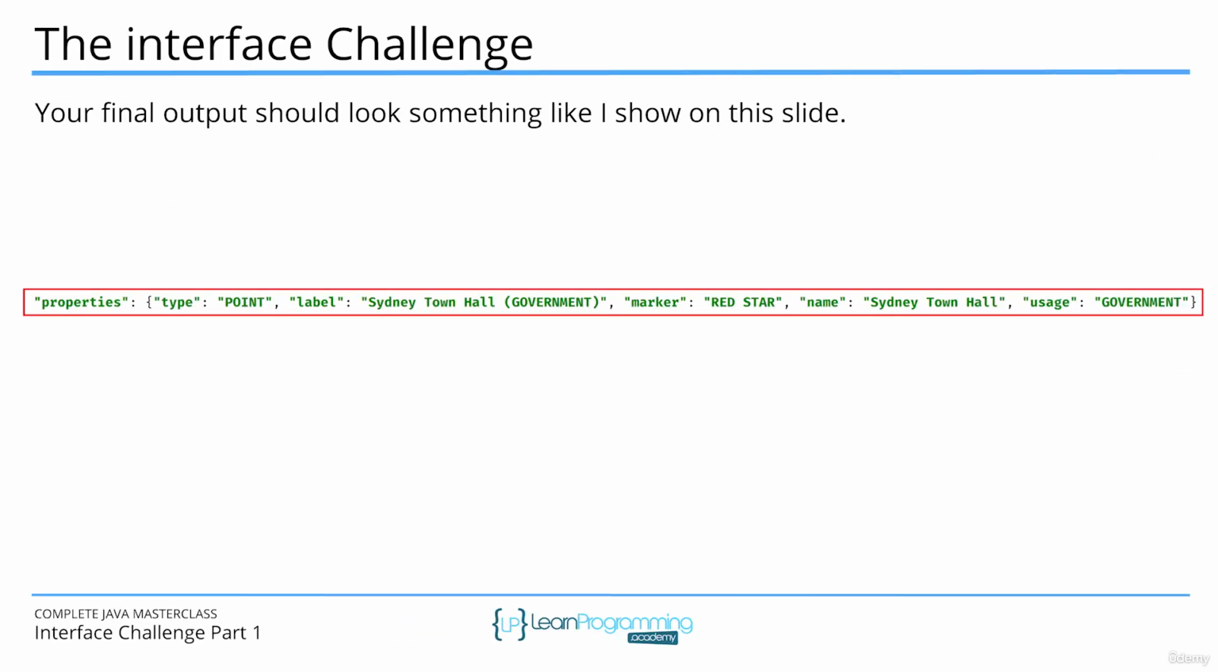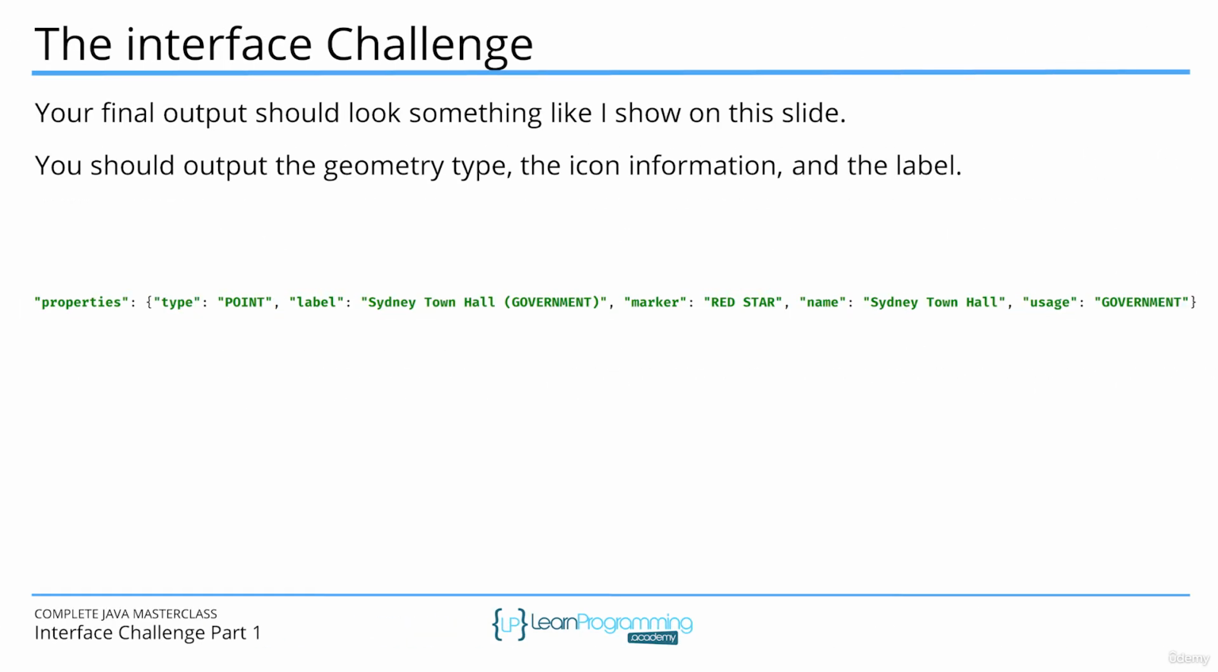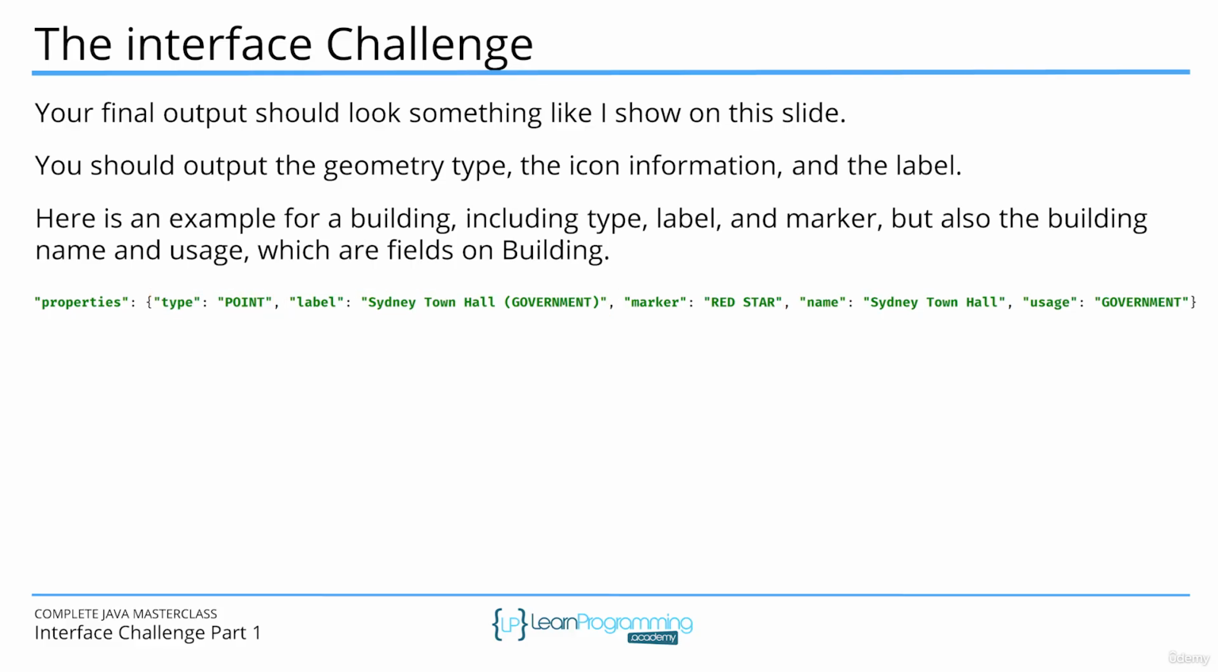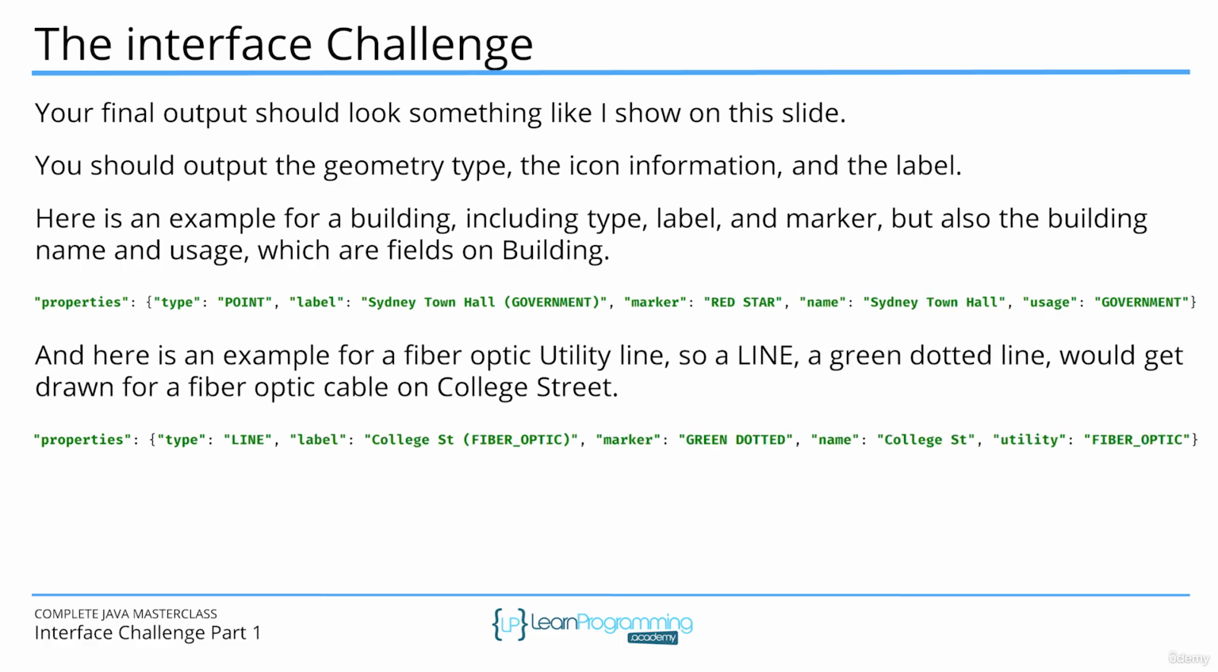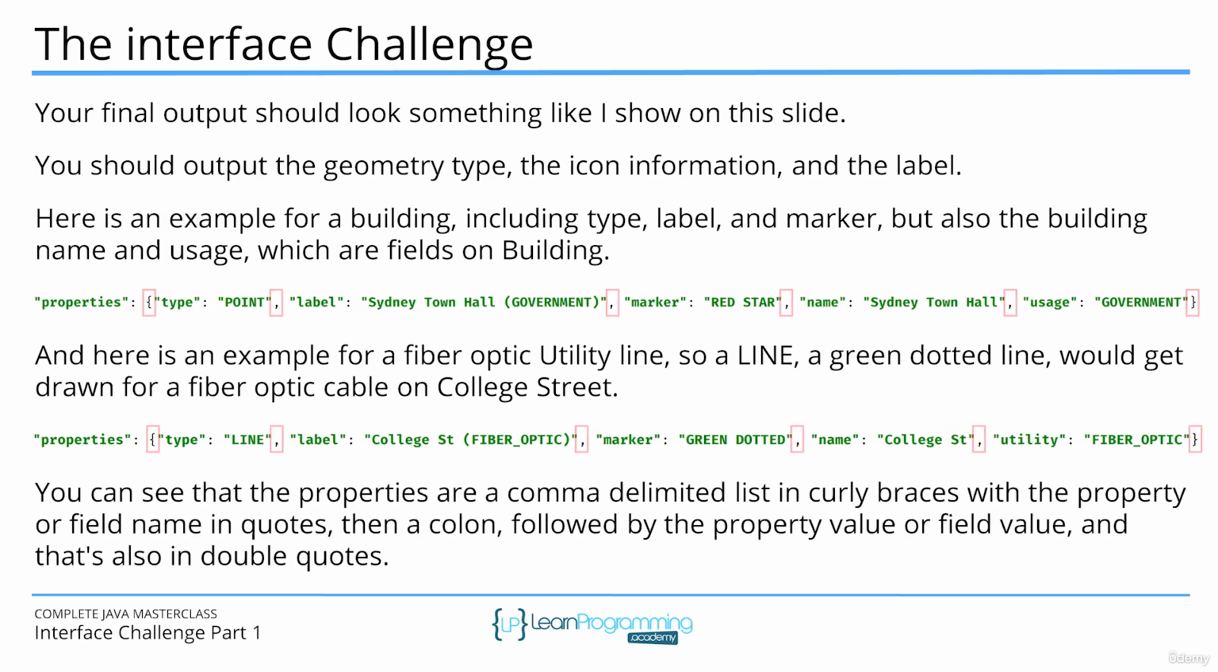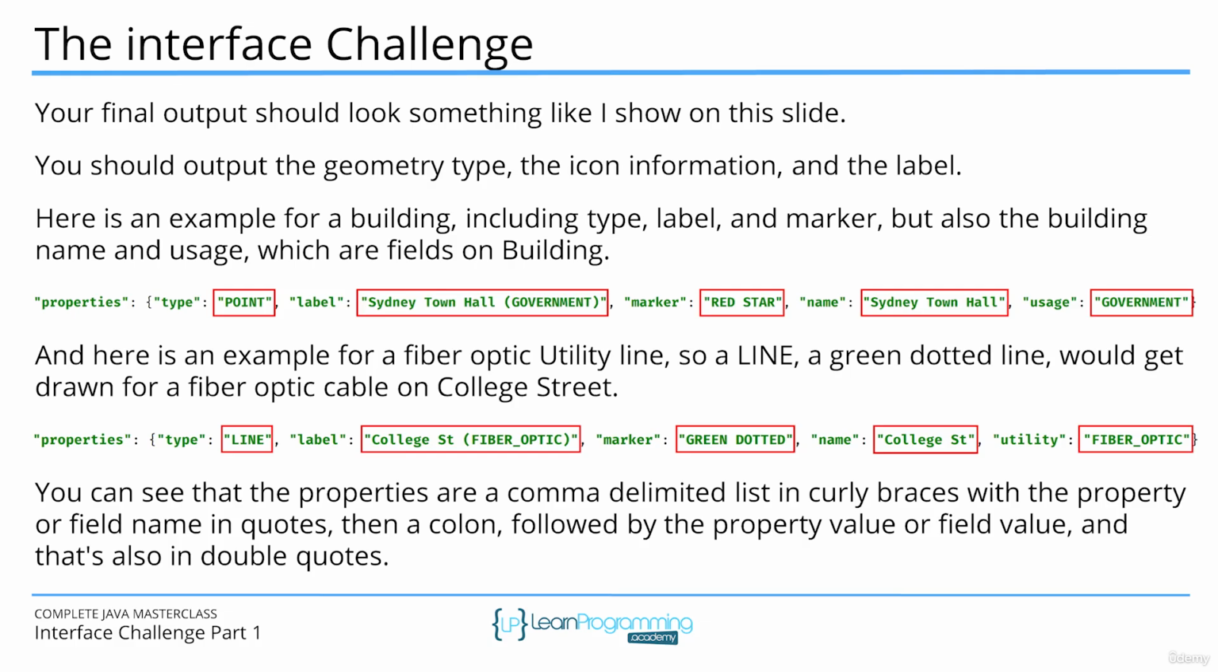Your final output should look something like I show on this slide. You should output the geometry type, the icon information, and the label. Here is an example for a building, including type, label, and marker, but also the building name and usage, which are fields on building. And here is an example for a fibre optic utility line. So a line, a green dotted line, would get drawn for a fibre optic cable on College Street. You can see that the properties are a comma delimited list in curly braces with the property or field name in quotes, then a colon, followed by the property value or field value, and that's also in double quotes.